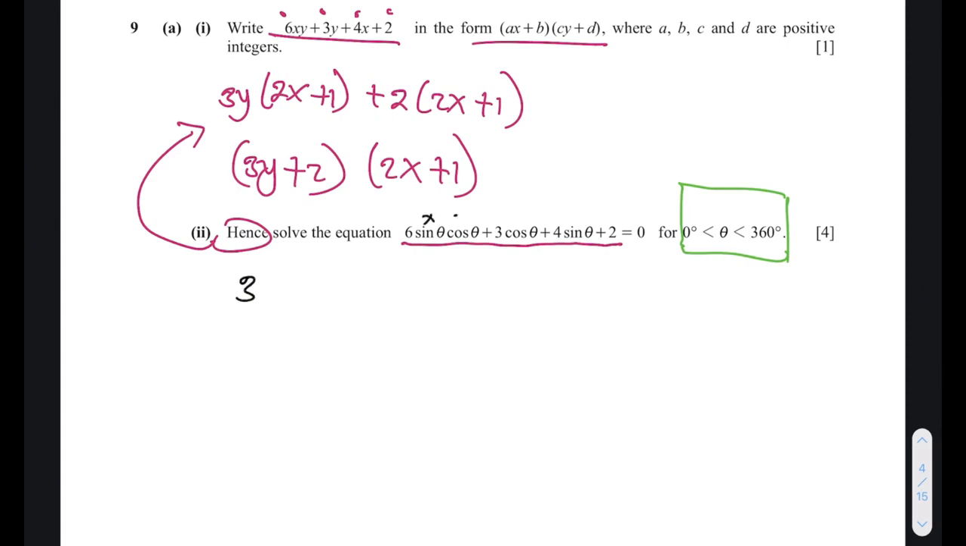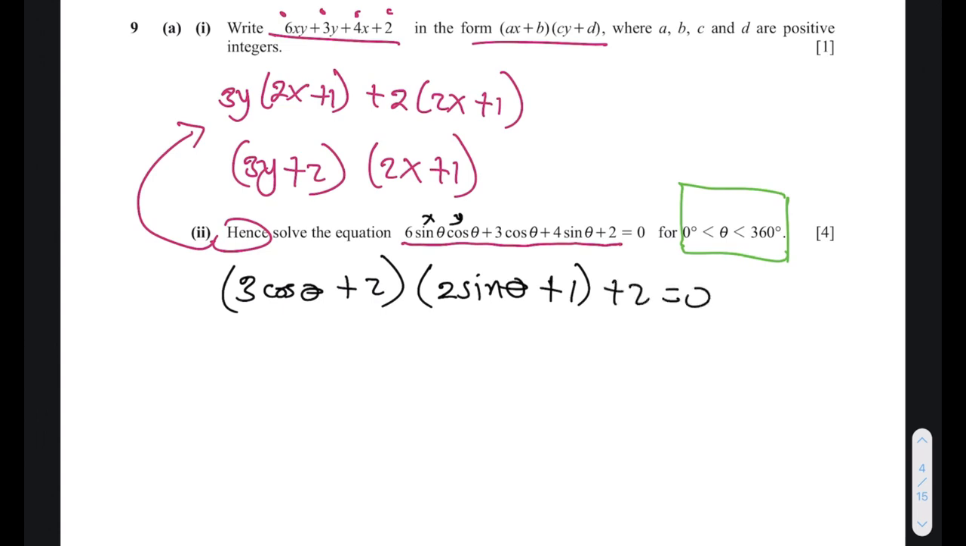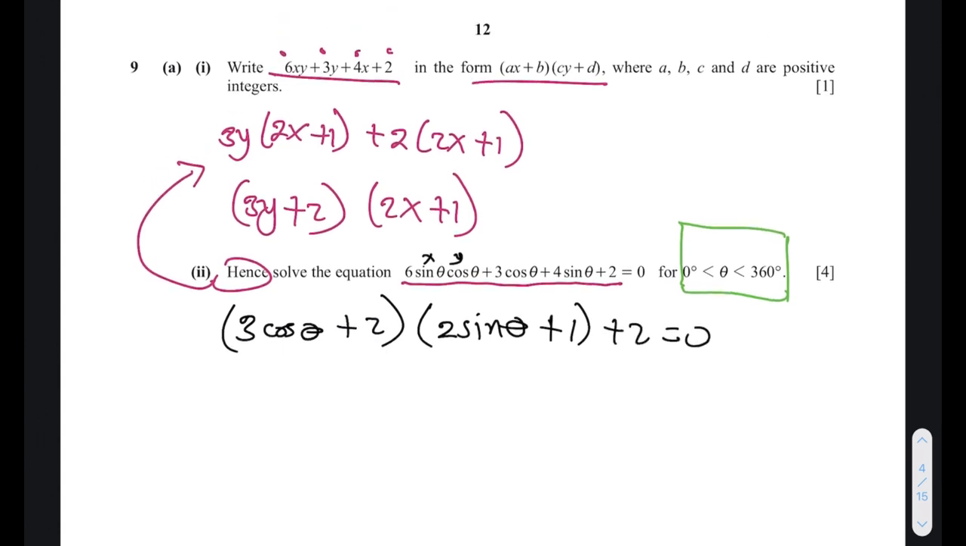The y, this is x and y, so y is cos. So you have 3 cos theta plus 2, all right? And then you have another one, 2, x is sine, so 2 sine theta plus 1. Plus 2 is equal to 0. Wait, hold on, no plus 2. No plus 2, because everything here, there are how many terms? We got 1, 2, 3, 4, and we have 1, 2, 3, 4. So everything factorizes like this.